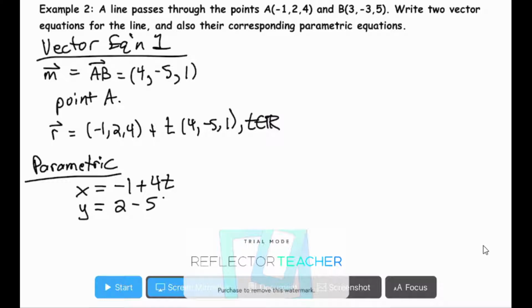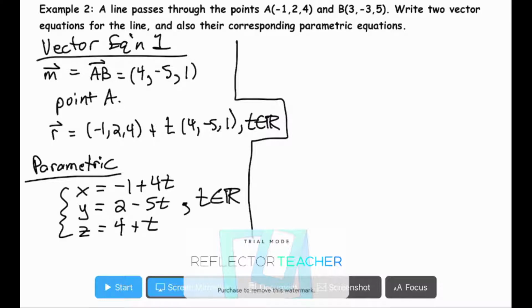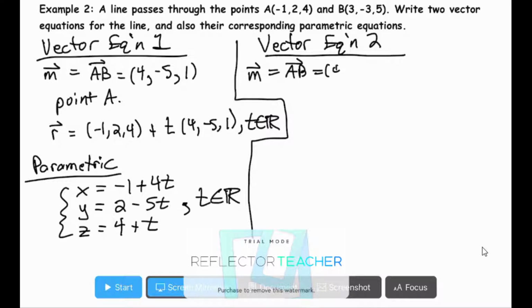Let's find a second vector equation. We can use the same direction vector we used last time. So m, AB, equals 4, -5, and 1.